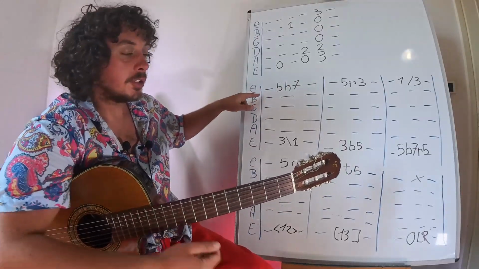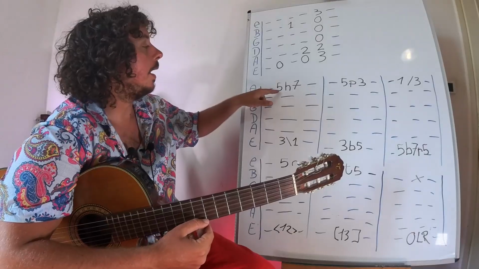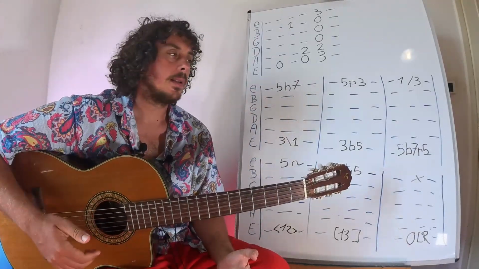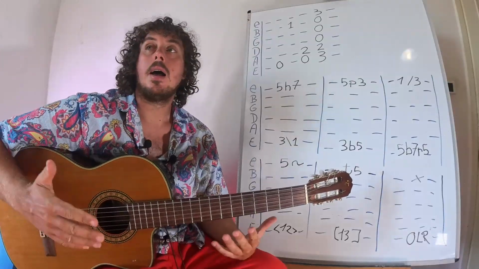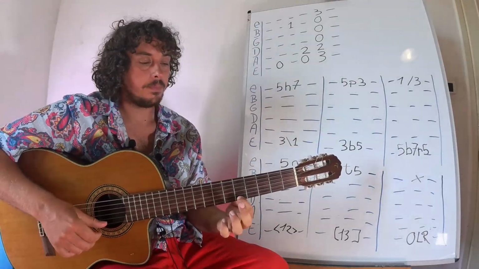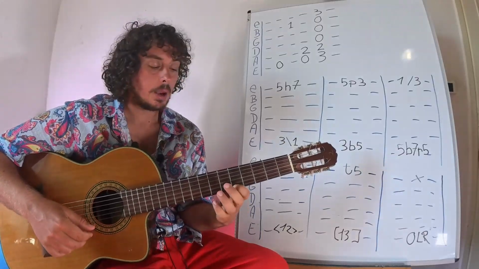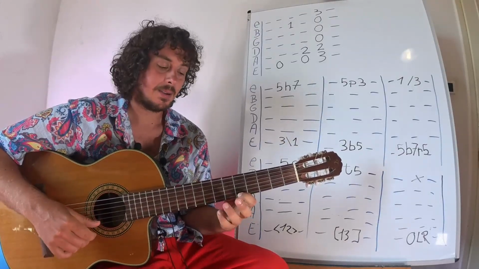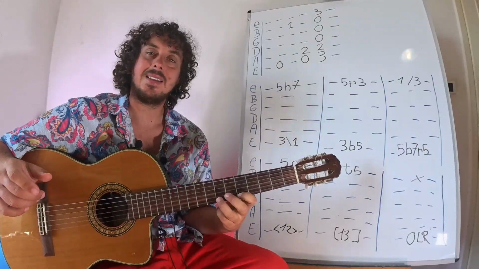So, we are on the 1st string here, and this one writes 5H7. What does it mean? The H means hammer on. We start playing the 5th fret, and then we go to the 7th just by putting down the ring finger. Like this, okay?